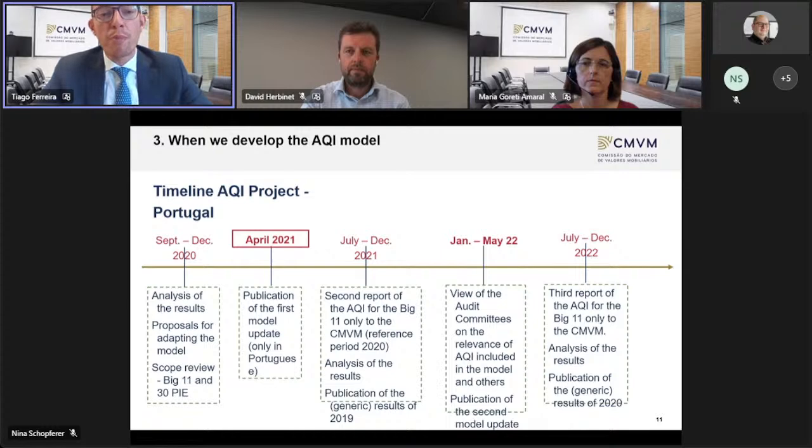So we analyzed the results and we proposed to adapt the model, with small adjustments regarding two indicators. And we published a first updated model in April 2021. Then in July 2022, we received the second data, the second data of AQIs. We collected some views of audit committees to understand the relevance of our AQIs. And nowadays, we are preparing a new update of our model that will probably include a new section to describe other indicators that could be useful for other stakeholders.